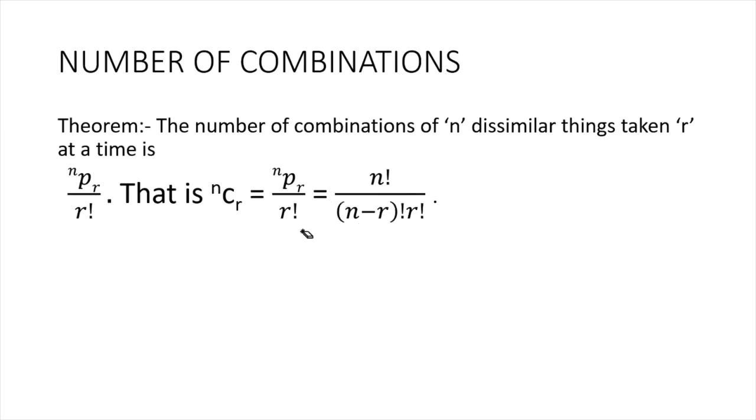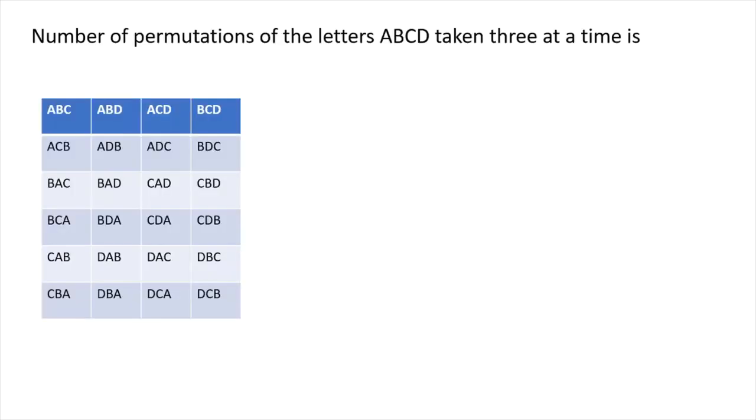So, this is the theorem that we have to prove. Before looking into the proof of this theorem, let us look into this problem. The number of permutations of the letters of the word ABCD taken 3 at a time is 4P3, and I have listed down all the 4P3 elements.